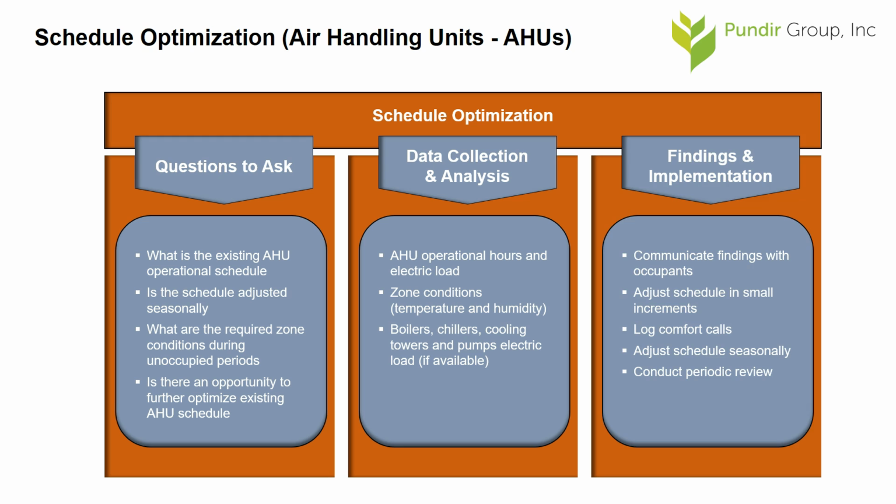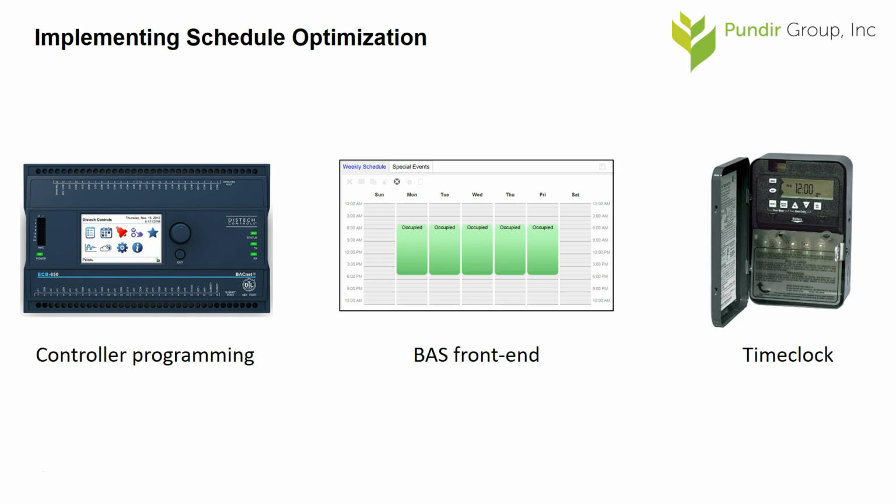To implement the findings resulting from the data analysis, it might help in some cases to communicate the findings to the building occupants. It's also helpful to implement the changes in gradual time increments and track comfort calls as the changes are made. Then, adjust schedule changes accordingly. Scheduling changes will typically be implemented through a front-end automation system by directly programming digital controllers or with a simple electronic time clock. As we will see shortly, trend data of existing startup zone and outside air temperatures can be used to better estimate warm-up or cool-down times needed.